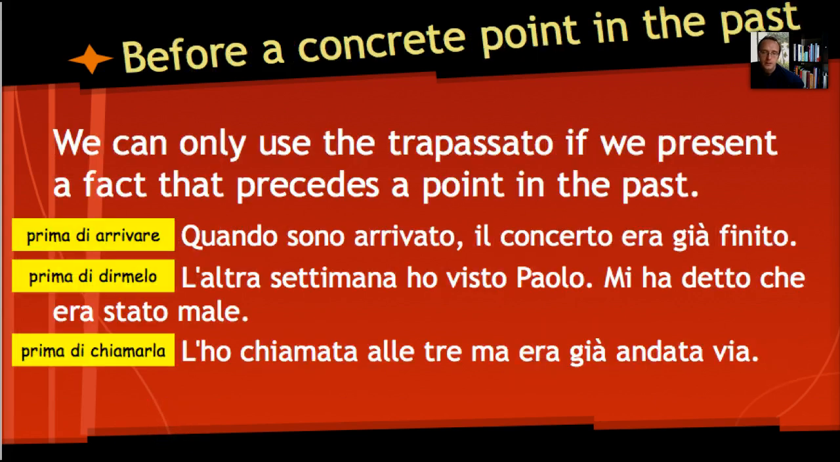of this situation, and it's very important that we can only use the trapassato if we present a fact that precedes a point in the past. So for example, quando sono arrivato il concerto era già finito, so before arriving. So there is a concrete point in the past that we don't have to specify exactly at what time it happens, but there is that reference which is very specific, and it is very clear in the context.